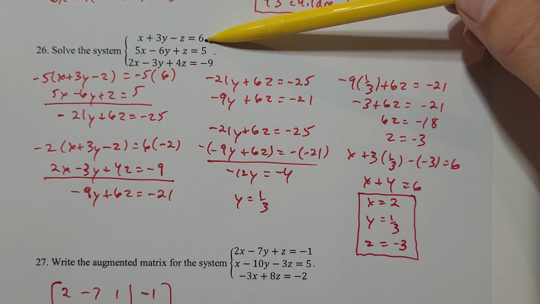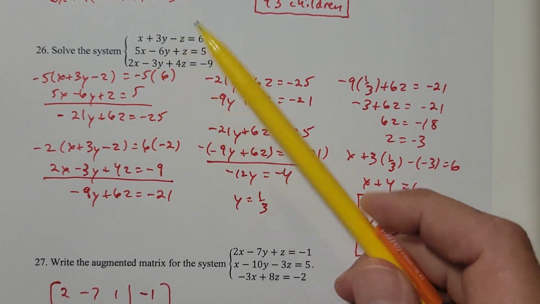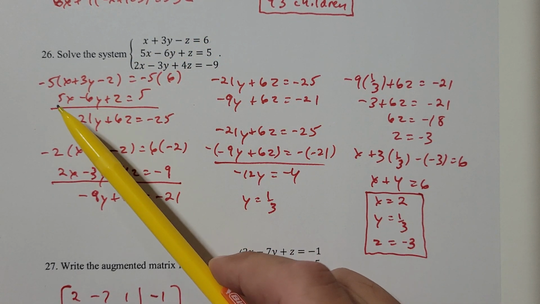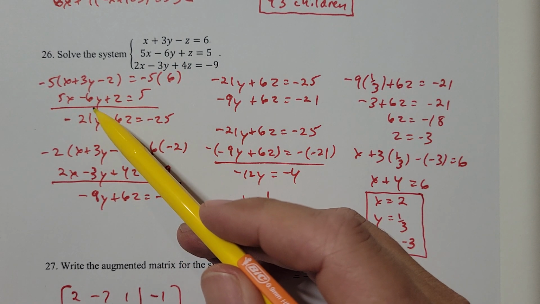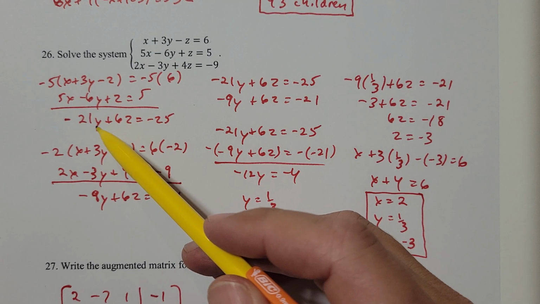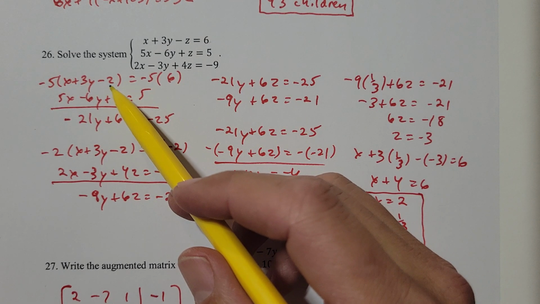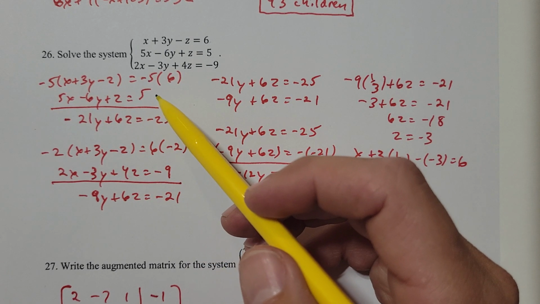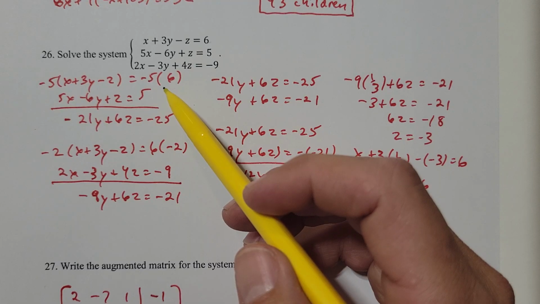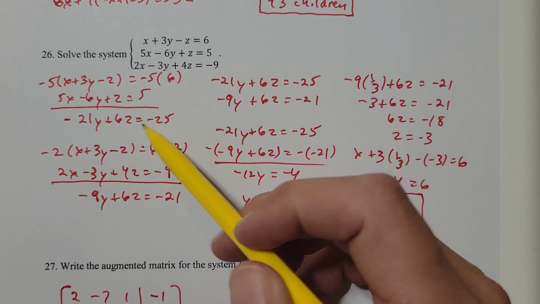With the top equation, if I multiply by -5 on both sides and then add those equations together, I got -5x plus 5x, that's 0. Then -15y minus 6y is -21y. 5z plus z is 6z. And -30 plus 5 is -25. So that'd be one equation here.